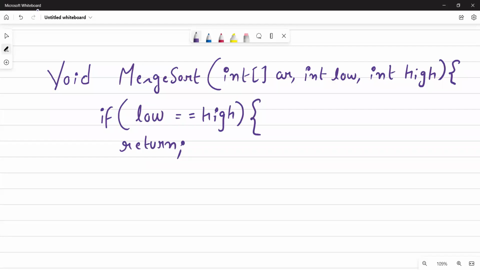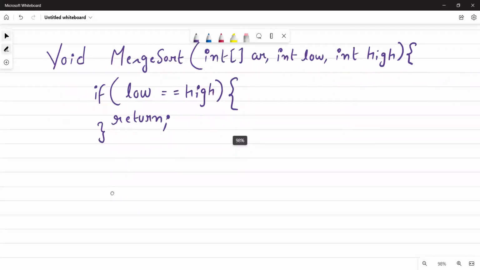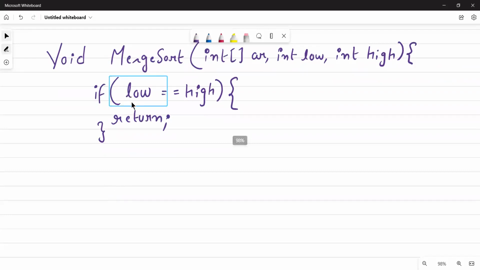Clear? So we are assuming that there are no duplicates. Even if there are duplicates, then what is the problem? Low and high are the indexes, no? So if there are 3 of the same value, maybe we are not at the bottom of the tree.